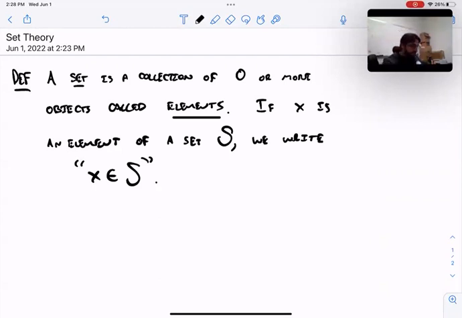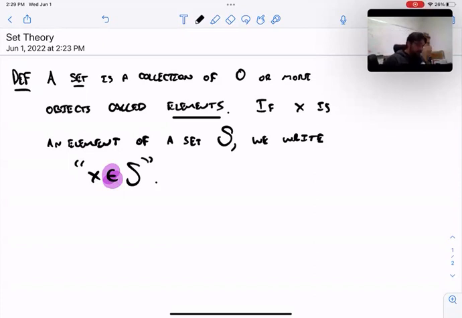Some notation: if you say an x is an element of a set S, then we write x ∈ S. So that symbol is called "element of," or sometimes you just call it "in." x in S, or you could say x is an element of S. They mean the same thing. So that's the basic setup there.